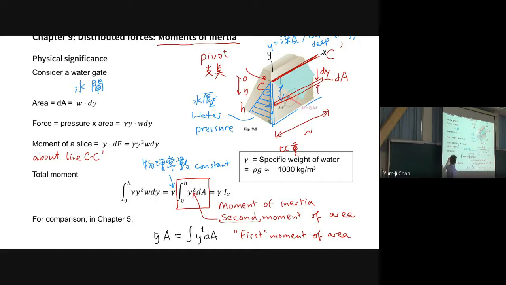Which axis is that total moment about? Is that the moment about the x-axis or the moment about the y-axis? This total moment is about the x-axis. So let me mark it down. This moment is about the x-axis, so we mark it as Ix.